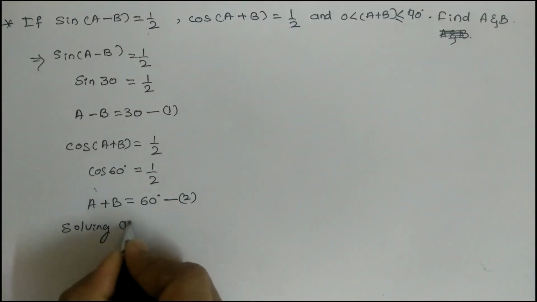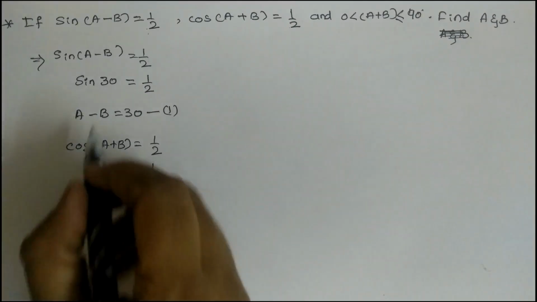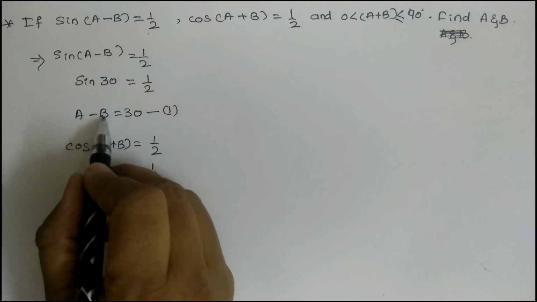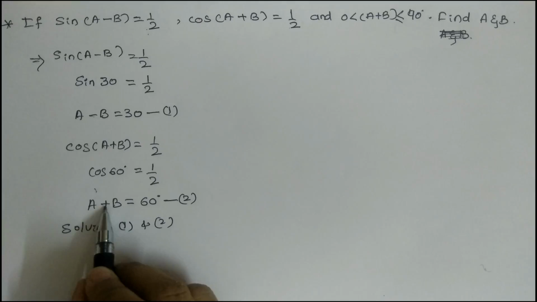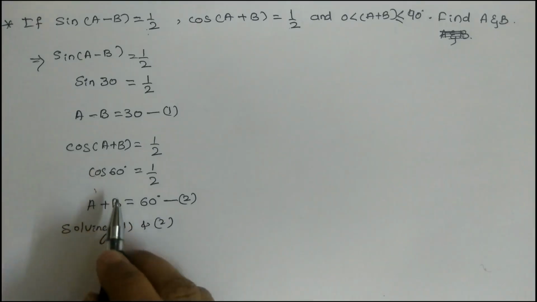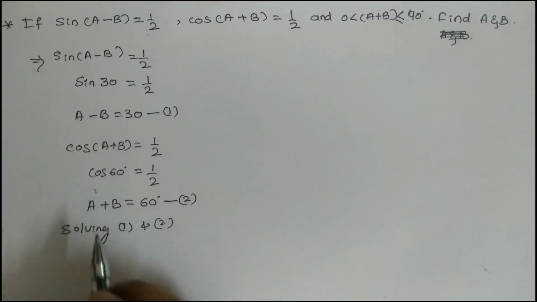Solving equation 1 and 2. You can observe here in these two equations, in the first equation the second term, that is B, is negative, and in the second equation B is positive. So it is enough for us to add these two equations to cancel one term to obtain another term.